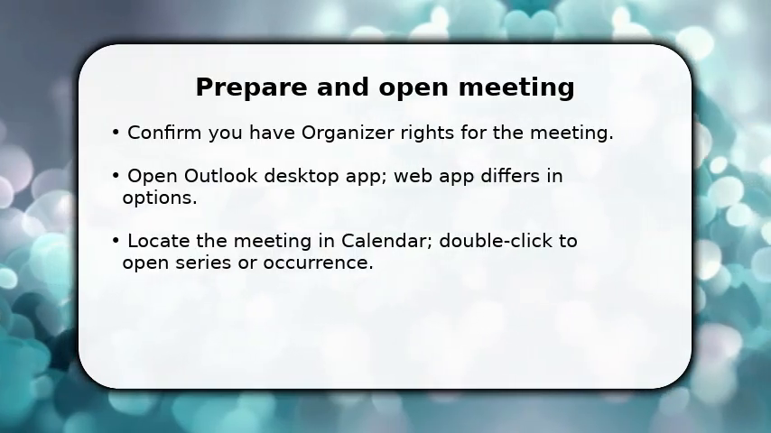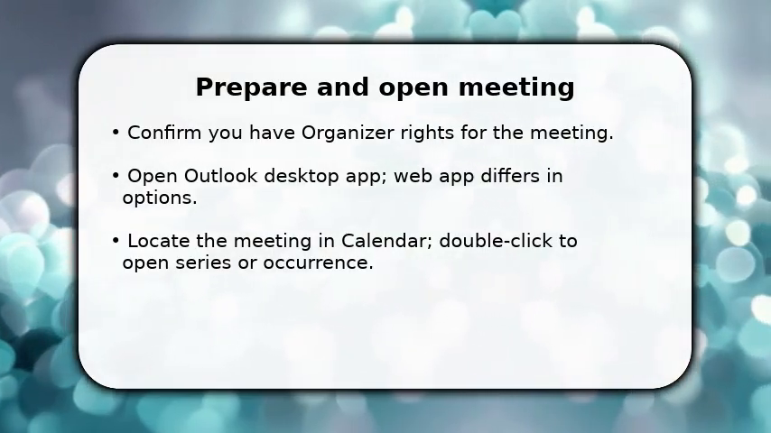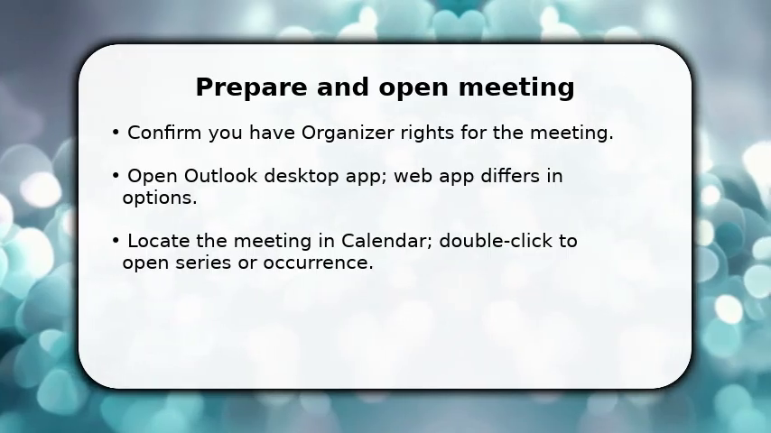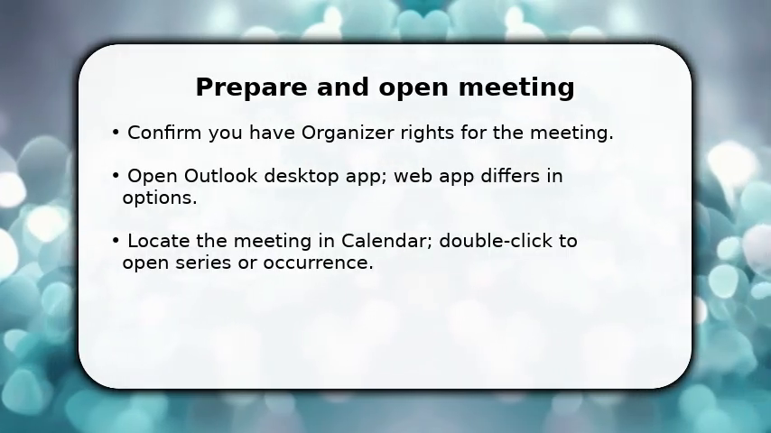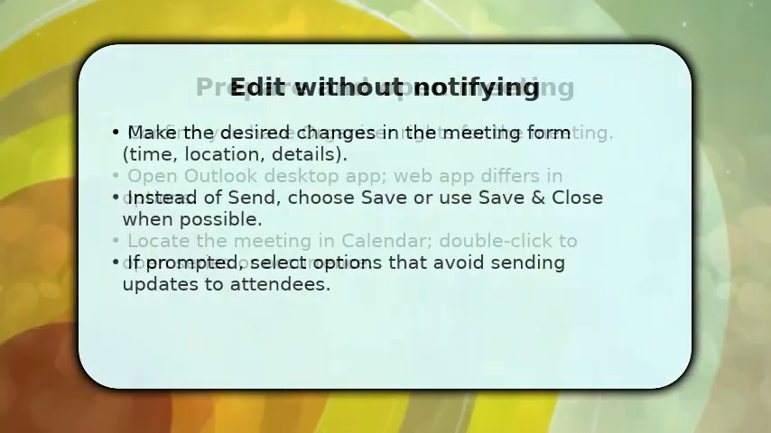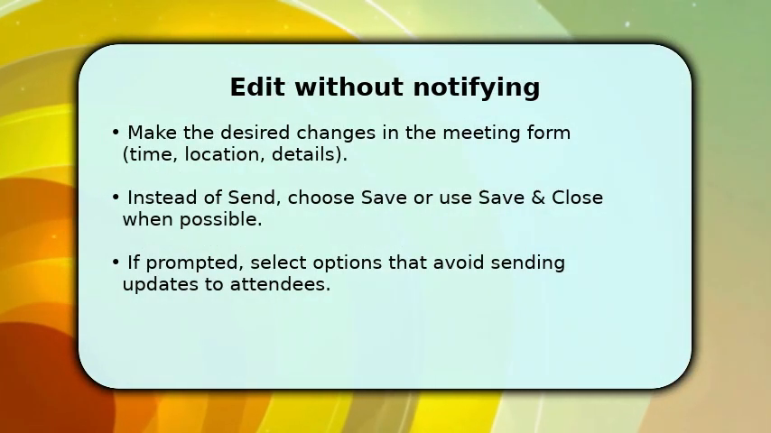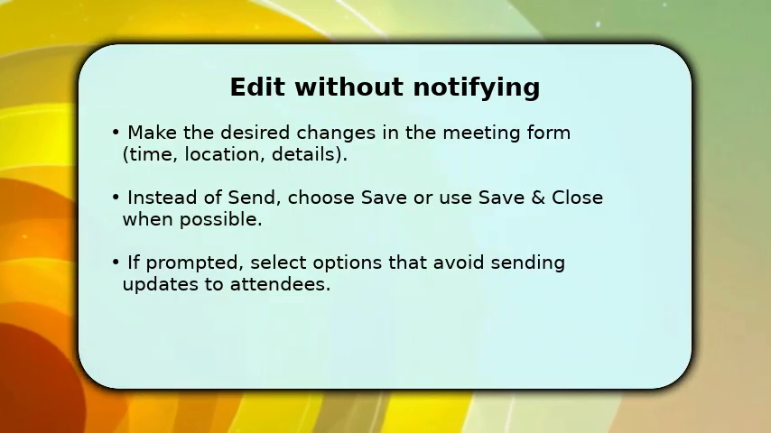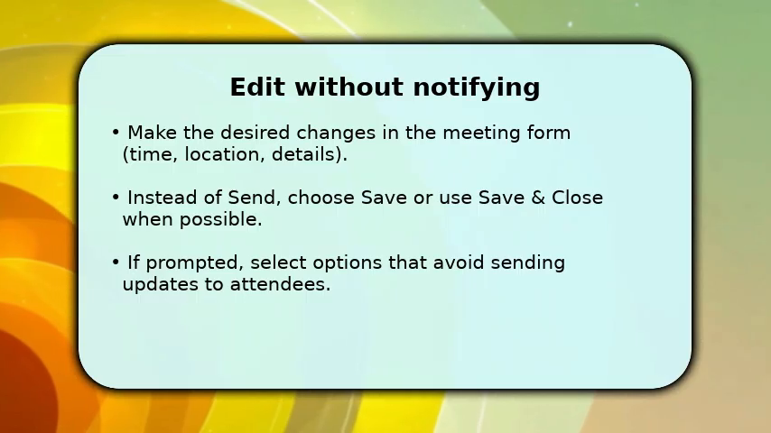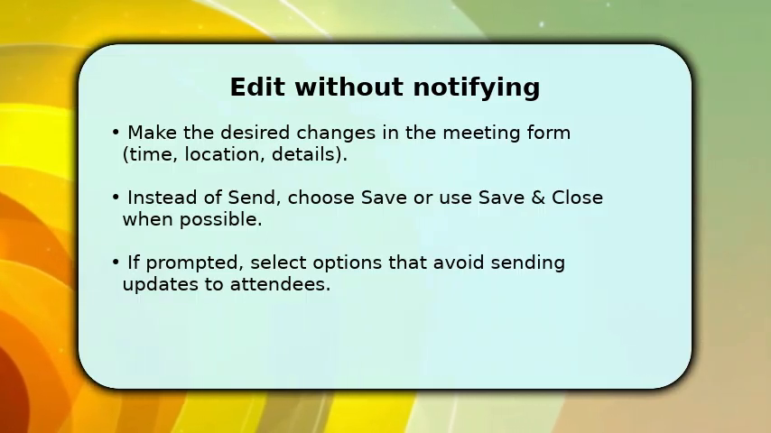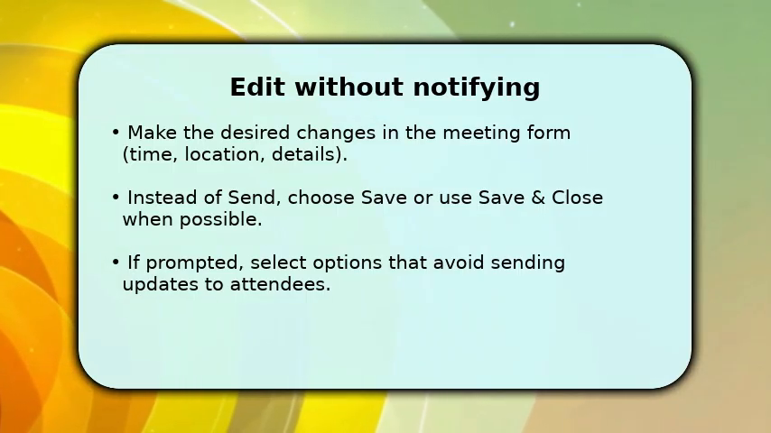Make only the first simple edits now, times, location, or notes, because these determine whether you can suppress attendee updates later. You now apply the detailed edits while avoiding send. Change time, location, description, or attachments directly in the meeting form. Once done, choose Save or Save and Close rather than Send Update.